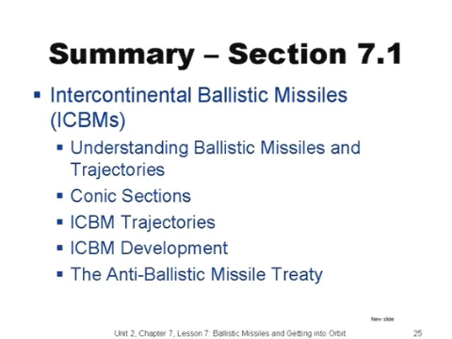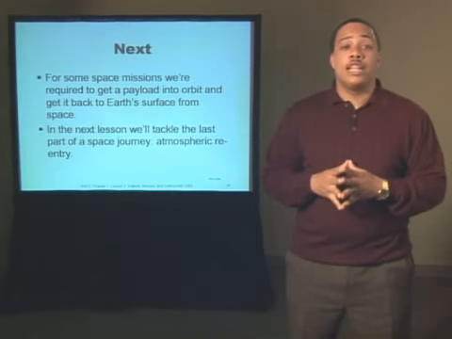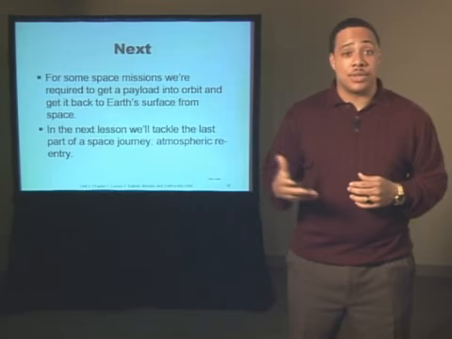Congratulations! We've successfully concluded another section in the Exploration of Space course. In this lesson, we discussed intercontinental ballistic missiles, or ICBMs. We now understand how the trajectories for ICBMs differ from other spacecraft, how the conic sections explain the paths they follow through space, and some of the history of the ICBM development. We've also gone over some of the pros and cons of the Anti-Ballistic Missile Treaty. We just talked about re-entry vehicles deployed by ballistic missiles.